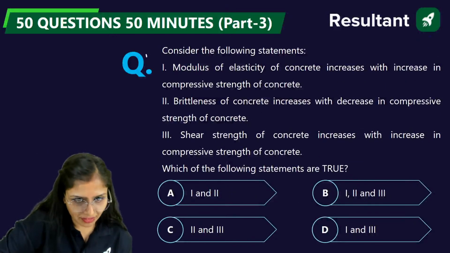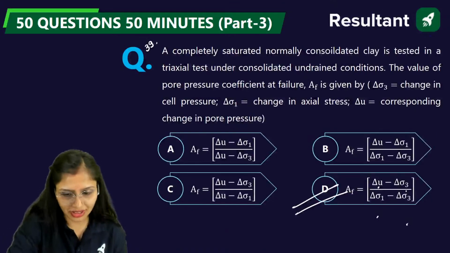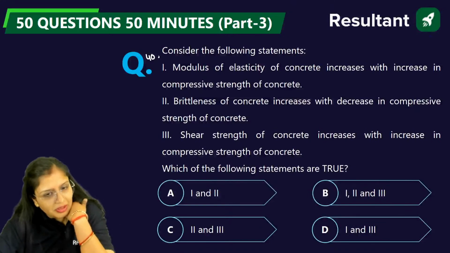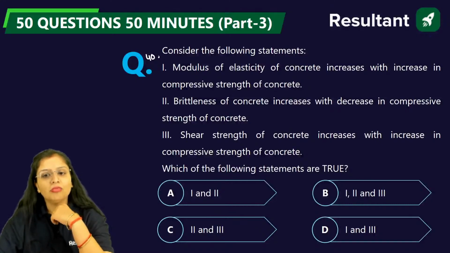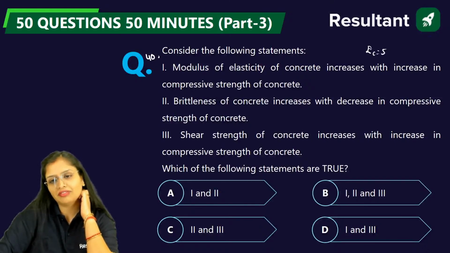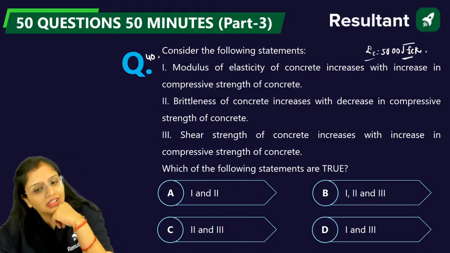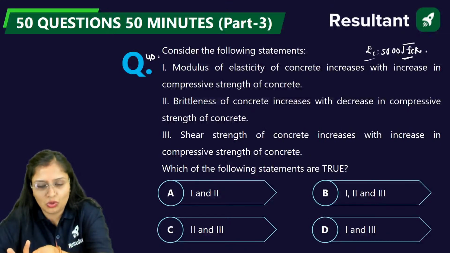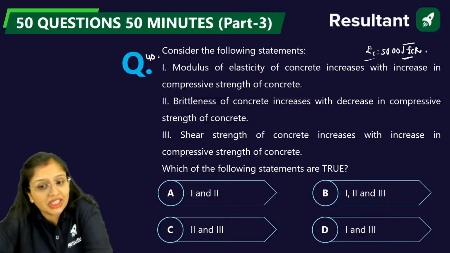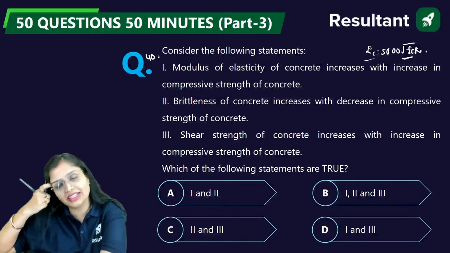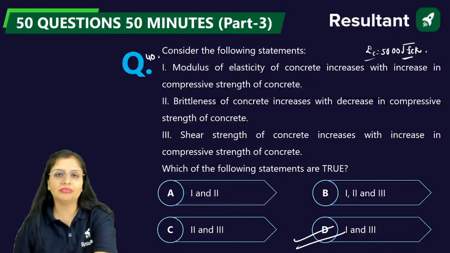Question number 40. See, no, you are telling me 38, right? I'm on 39. Okay, question number 40. So everybody is there? Modulus of elasticity of concrete increases with increase in compressive strength: 5000 root fck, correct. Compressive strength increases, modulus of concrete increases. Brittleness of concrete increases with decrease in compressive strength: no, never. Shear strength of concrete increases with increase in compressive strength: yes, as the compressive strength increases, the shear strength will increase. So 1 and 3 are the correct ones.